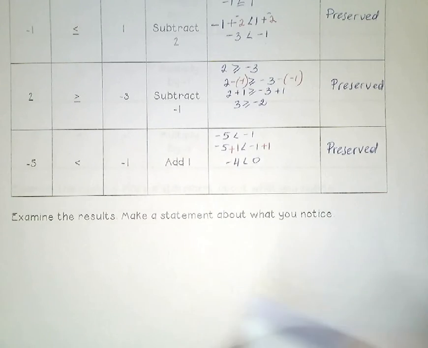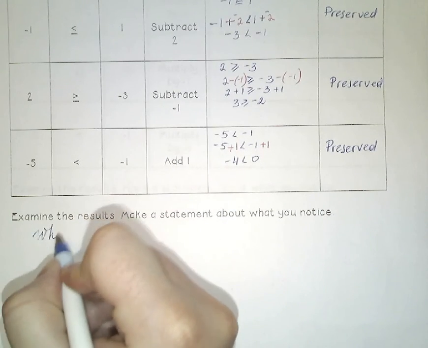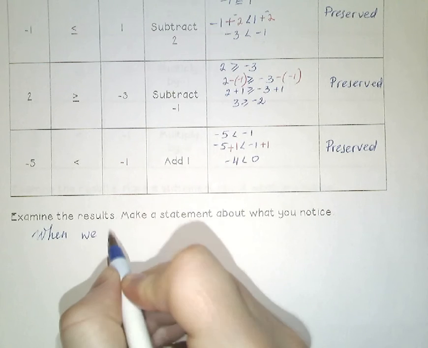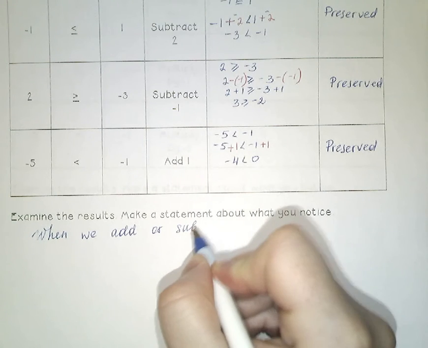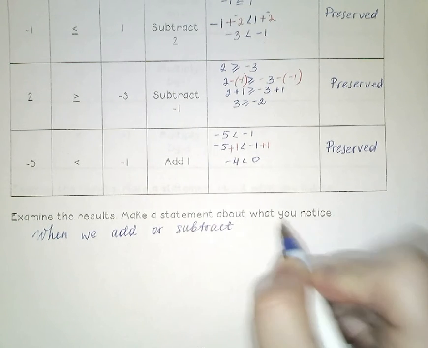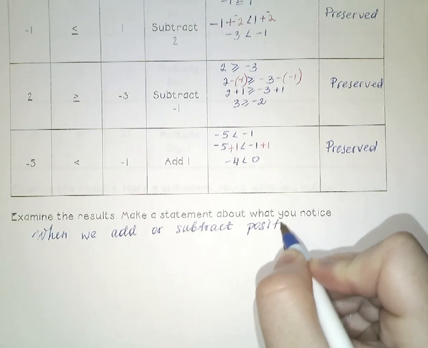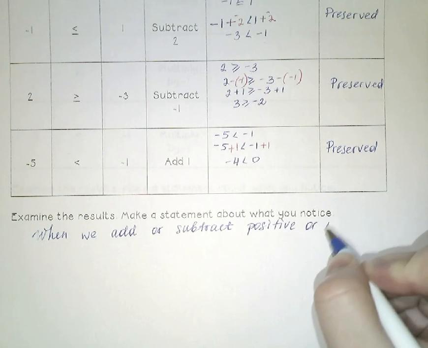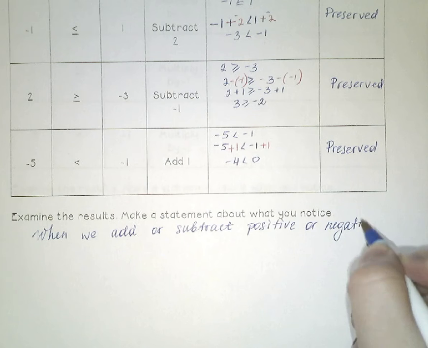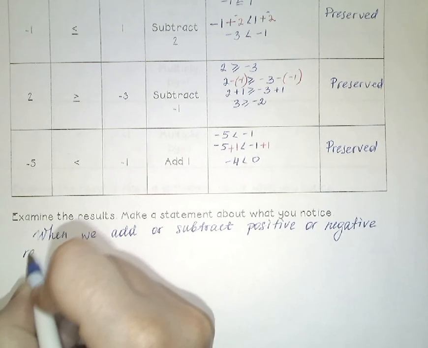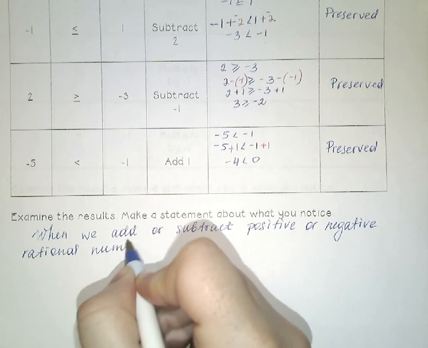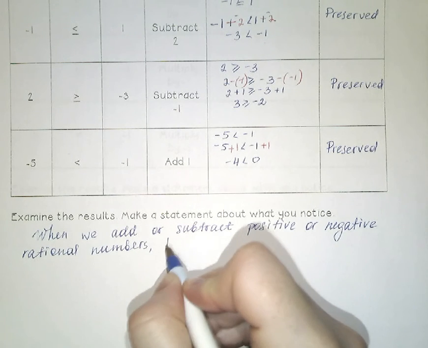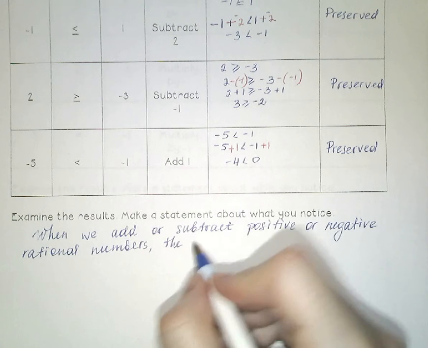So let's write that down in our conclusion here. When we add or subtract positive or negative rational numbers, the inequality sign is preserved.